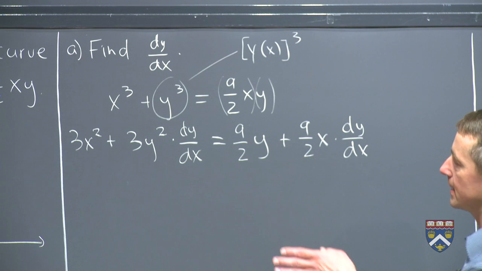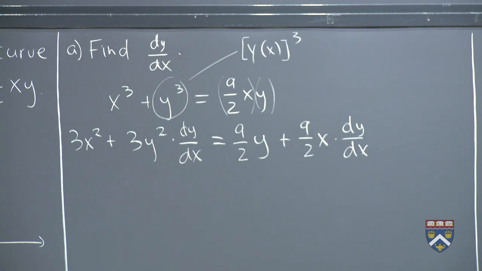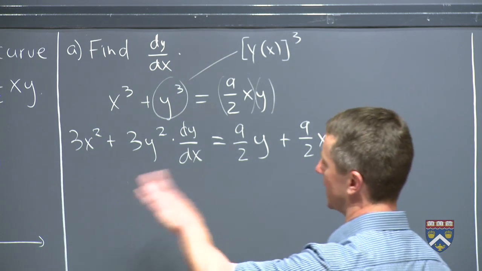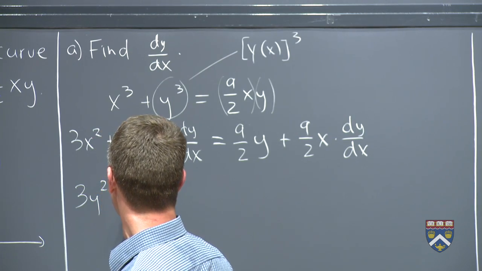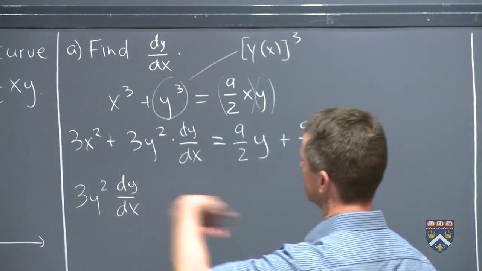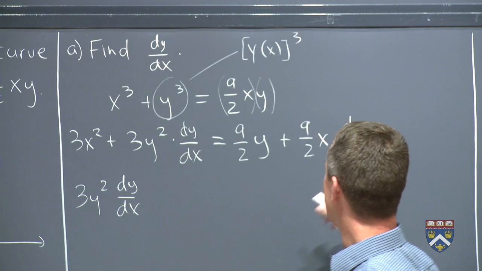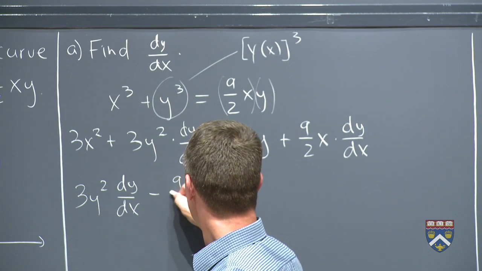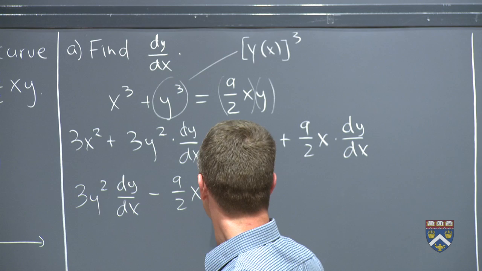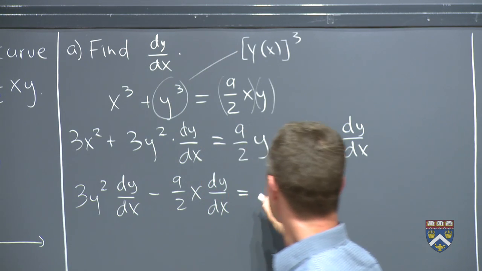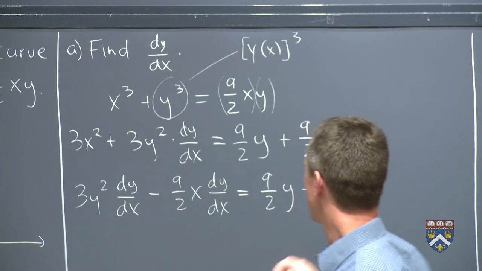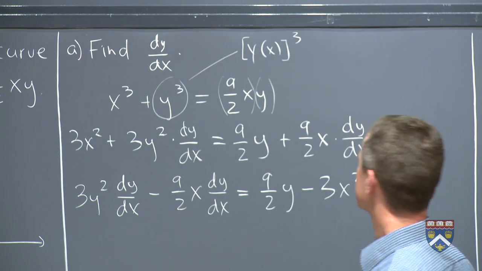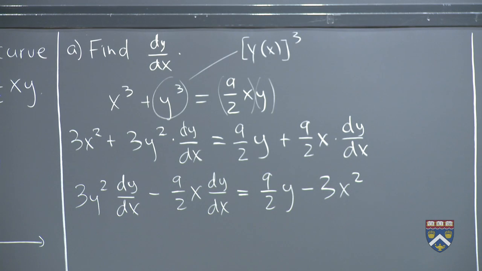We've got two different dy dx's. So what should our strategy be from algebra class? We want to get all the dy dx's on one side, right? So let's get them on the left here. So 3y squared dy dx, let's keep that on the left side. We're going to move the 3x squared to the other side. We'll move this 9/2 x to this side, 9/2 x dy dx. We'll keep the 9/2 y on the right side. And we'll move the 3x squared over here. So now we've succeeded in getting all of our dy dx's on one side.